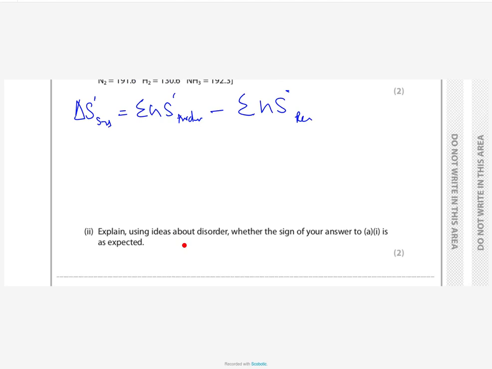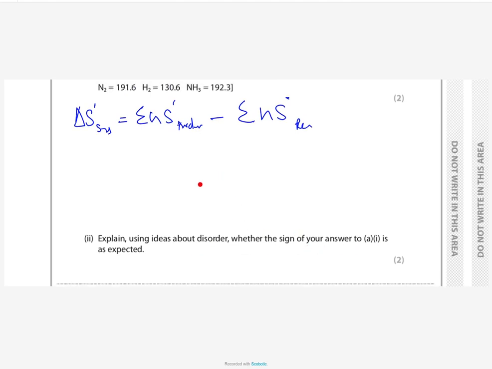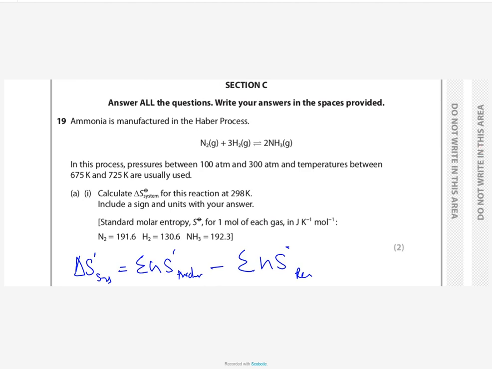Explain using ideas about disorder whether the sign of your answer is as expected. What is the answer you get here for the system? Plus or minus? You get minus 198.8. That means entropy has decreased. Yes, that's correct, because you have 4 gaseous molecules turning into 2 gaseous molecules. So entropy should decrease. So the answer is yes. As the number of gaseous molecules decreases, the entropy decreases.